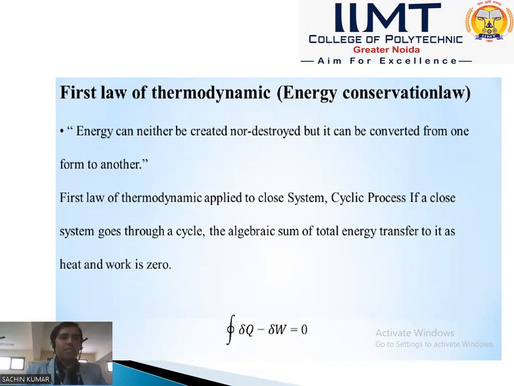It is applicable for cyclic processes as well as for a simple process. In a cyclic process, the change in internal energy delta U is equal to 0, so delta Q minus delta W equals 0, and in a simple process, delta Q is equal to delta U plus delta W. The algebraic sum of the total energy transferred as heat and work is 0 in a closed system. This is the first law of thermodynamics.